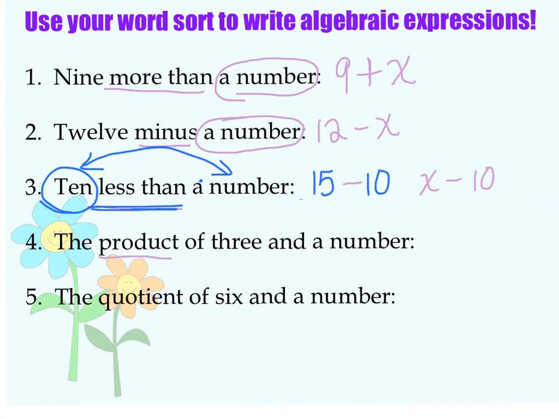All right, number 4, the product of 3 and a number. Product indicates multiplication. And what are we multiplying? 3 and a number, so 3 times x. And the last one, number 5, the quotient of 6 and a number. Quotient indicates division. And what are we dividing? 6 and a number. So 6 divided by x. Nice job.